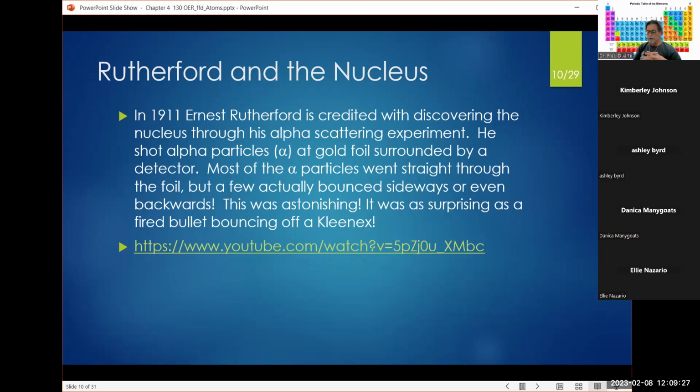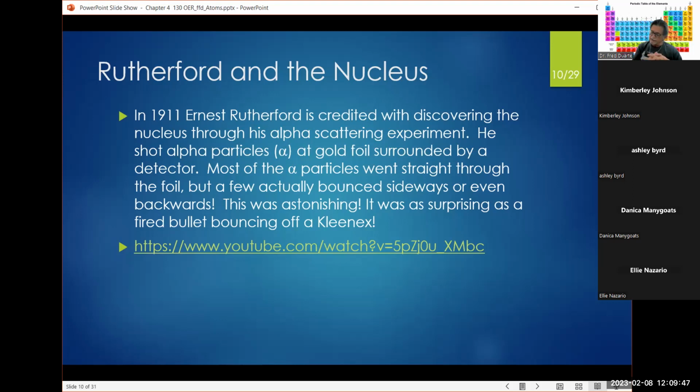To his surprise, they weren't doing it. Yes, the majority of them were doing that, but occasionally a particle was being ricocheted. It actually ricocheted all the way back to the detector itself, or the source of the particles. And so they were angling off.